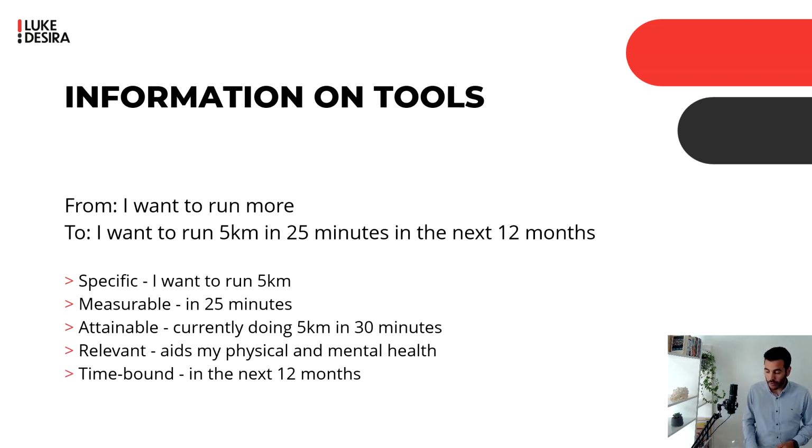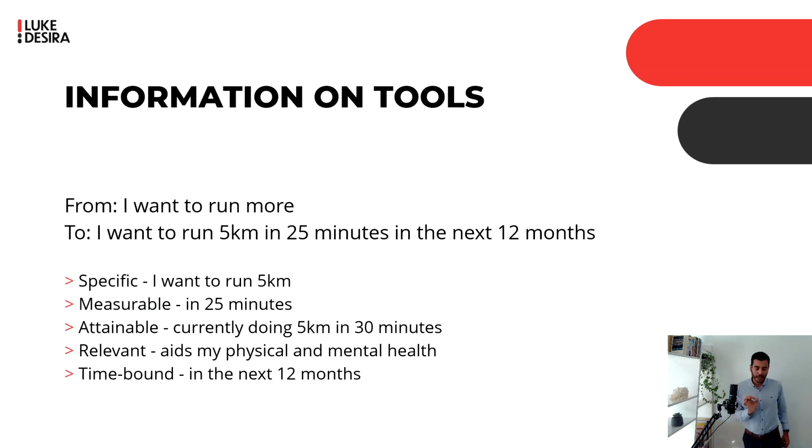Okay? So, just to give you an example, we can say, I want to run 5 kilometers in 25 minutes. Actually, excuse me. We can say, I want to run more. That can be an actual objective that a person might have, but that would not be a SMART objective. So, if we were to use the concept of SMART objectives, then we want to be specific. So we're not just going to say, I want to run more. What is more? We're going to say, I want to run 5 kilometers.